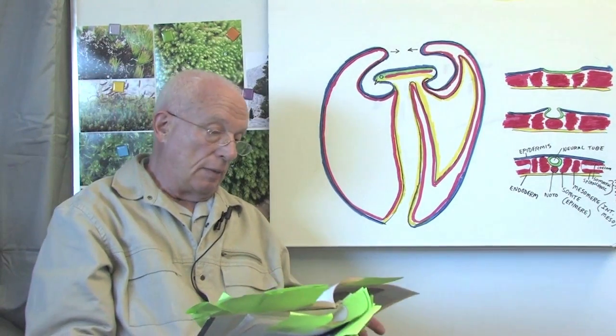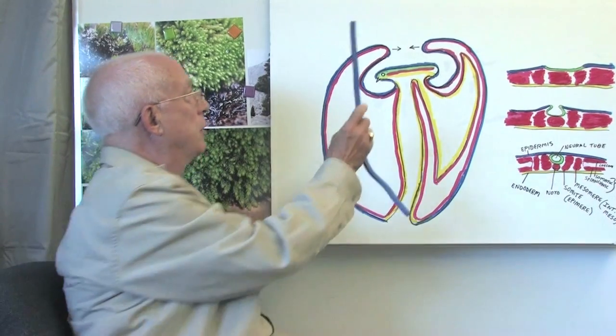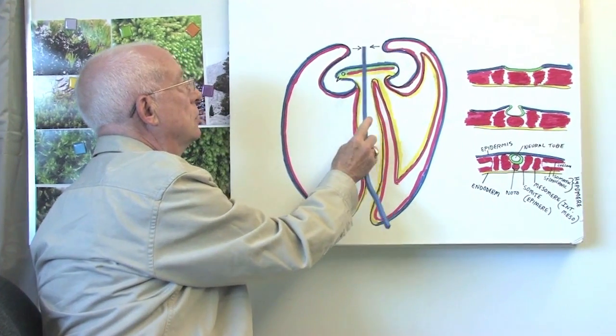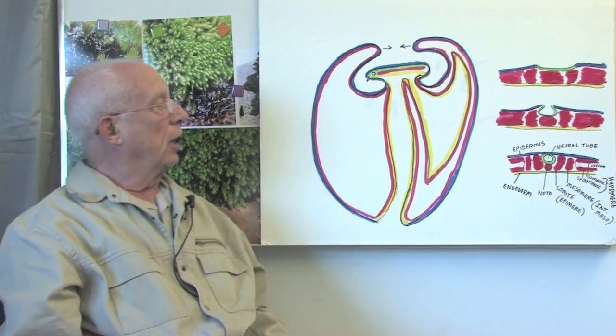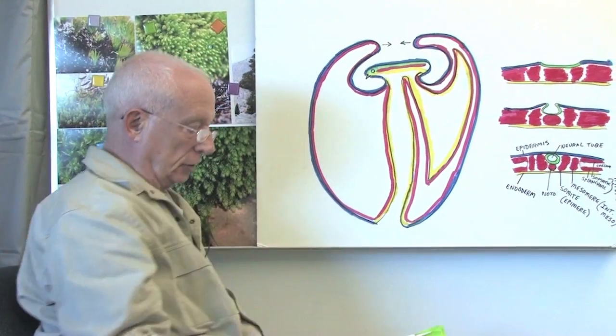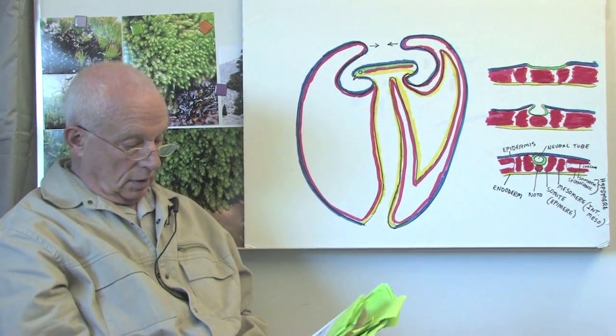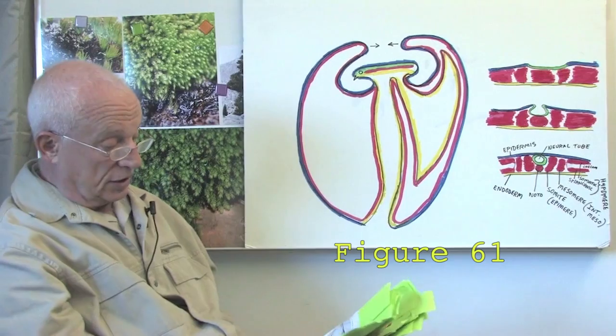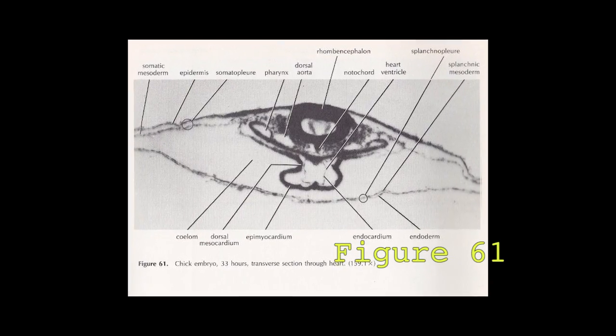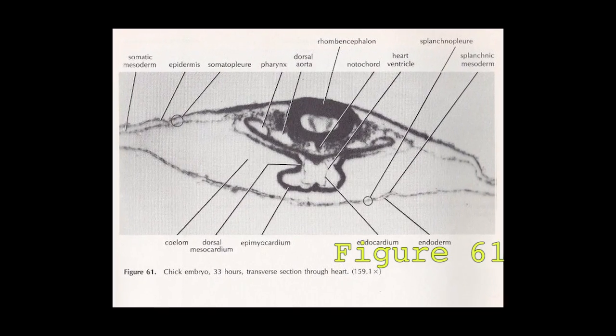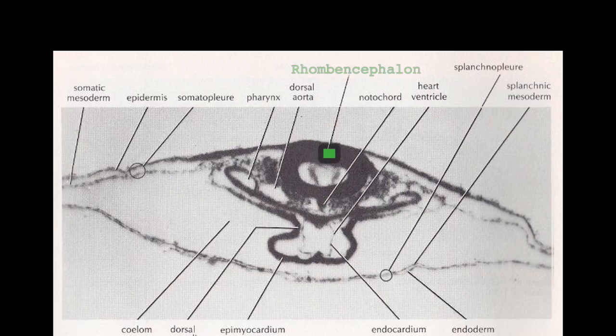Now let's look at some cross sections. When we make cross sections through the embryo, like this, that's a cross section. If we look at figure number 61, this is a cross section through the heart. And you can also see that above the heart is the rhombencephalon, the hindbrain.